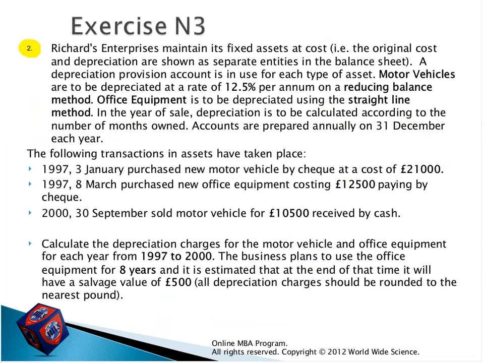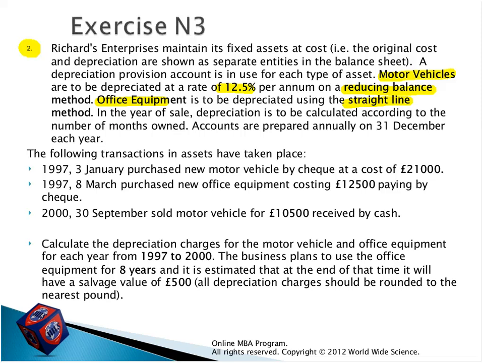So the assignment says that Richards Enterprise maintains its fixed assets at cost. They show the original cost and depreciation as separate entities in the balance sheet, right? A depreciation provision account is in use for each type of asset. That means this company uses different depreciation methods for different assets. For example, motor vehicles are depreciated at a rate of 12.5% by the reducing balance method. But office equipment is depreciated using the straight line method. So they use different methods for different assets.